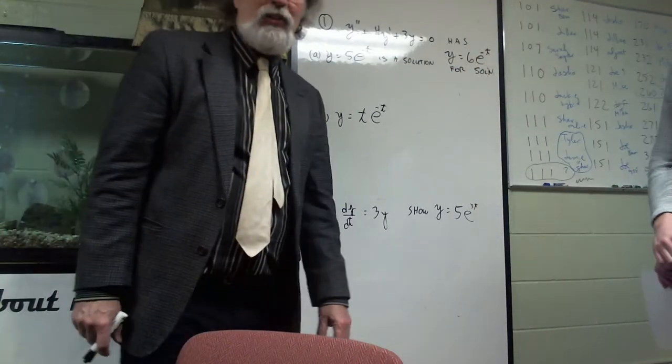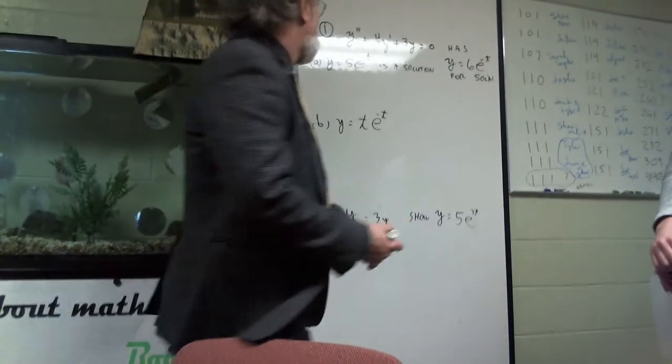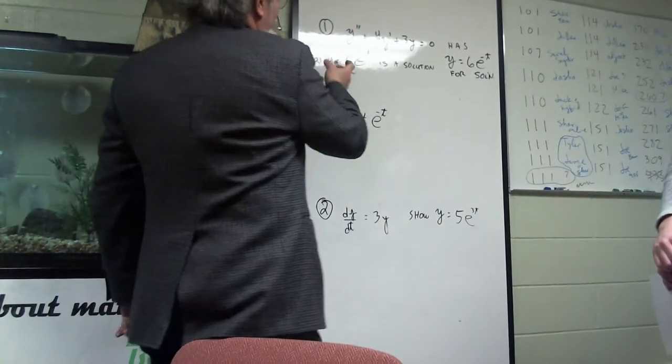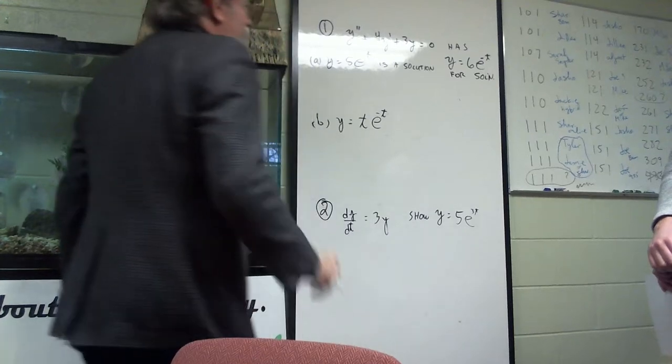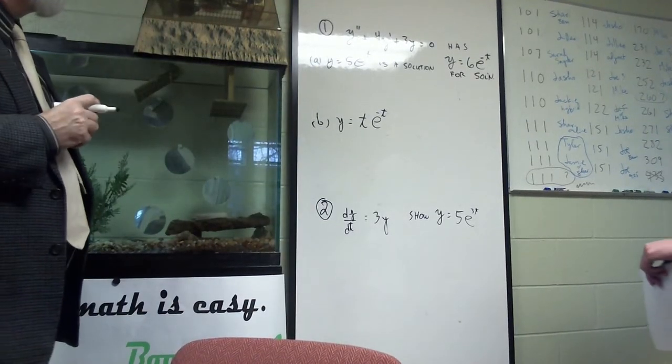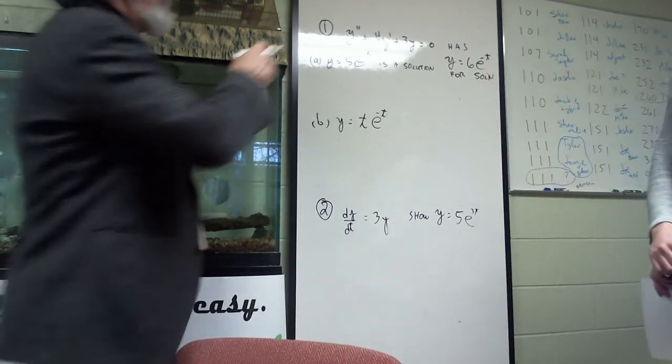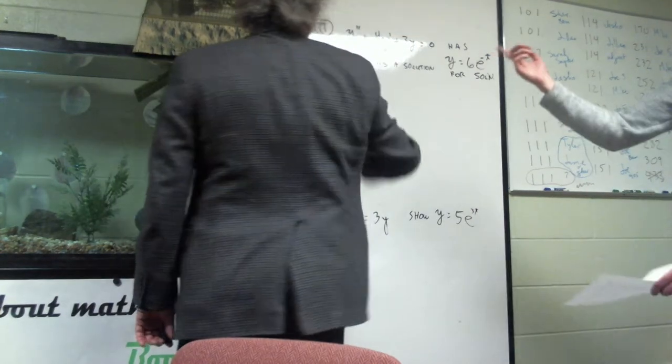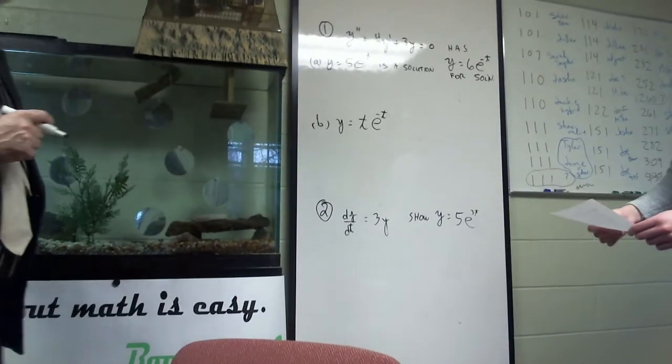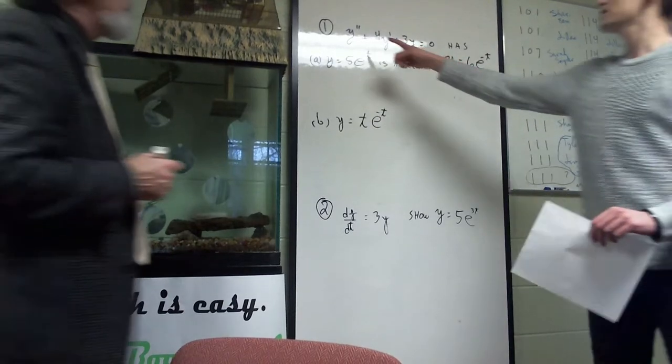All right, so we're trying to do math here, but it's become a party. What are we going to do, Branko? We've got to show that y equals 5e to the negative t is the solution. Take the derivatives of this. No, that one we already know is the solution. Take the derivatives of this. How many derivatives do we need? 2. How do you know we need 2? Because this is a second-order equation.